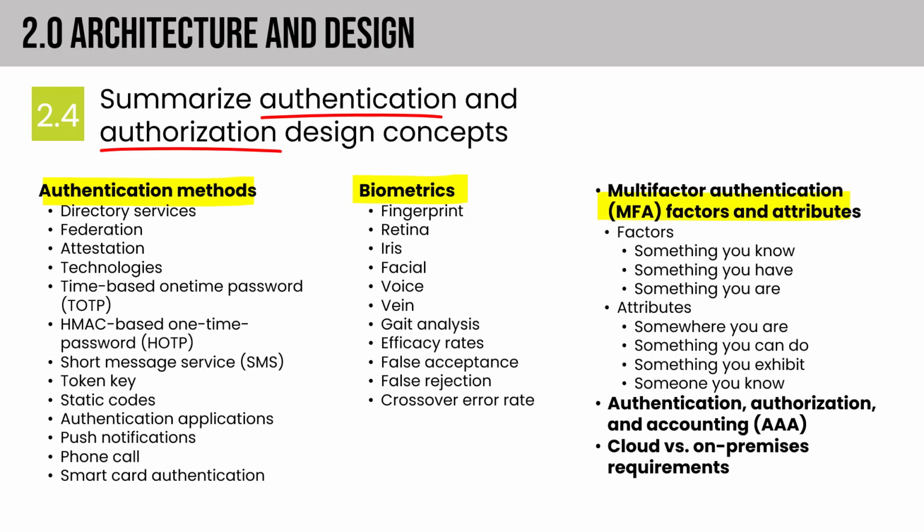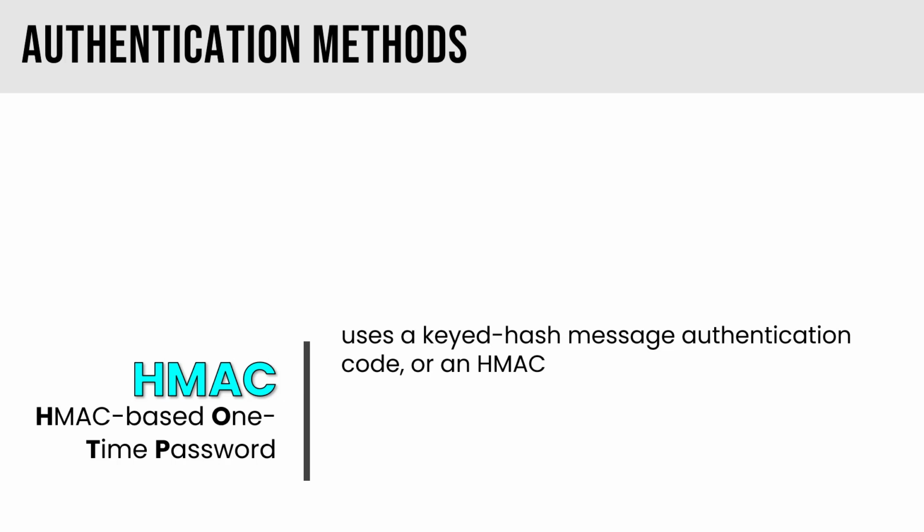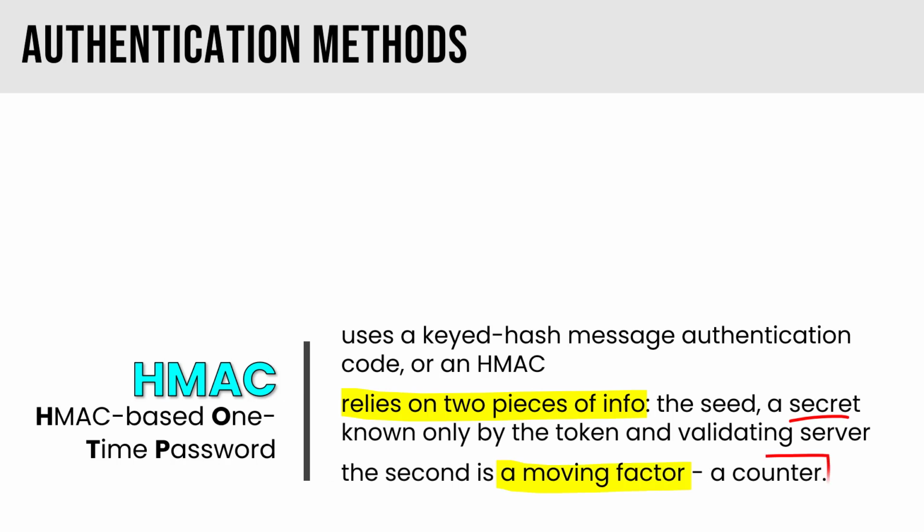So let's start with one-time password methods. We have the HMAC-based one-time password, which uses a key hash message authentication code, or an HMAC, and it relies on 2 pieces of information. A secret, which is only known by the token and the validating server, and the second is a moving factor, which is a counter. It's also abbreviated as HOTP, so HMAC-based one-time password.